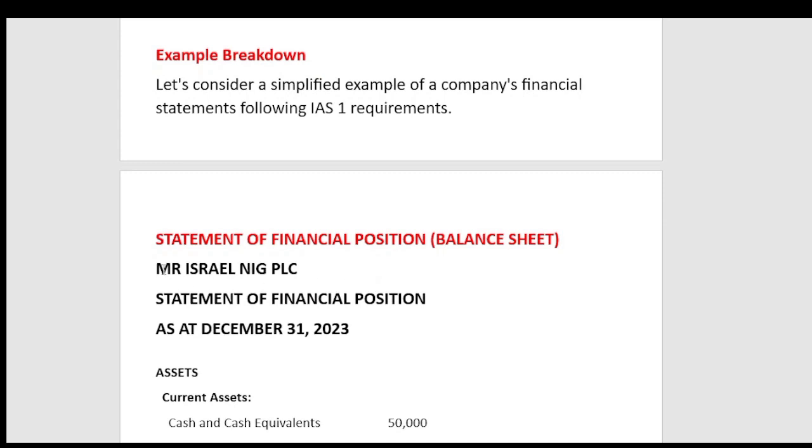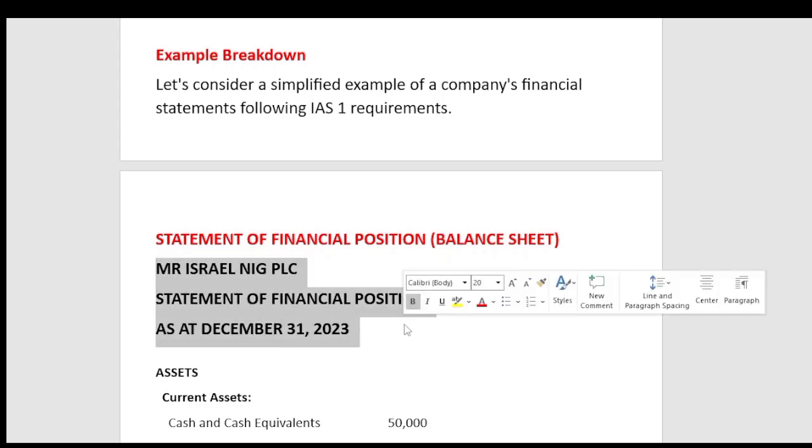Now, what is this? The reporting entity is Mr. Israel Nigeria PLC. Statement of financial position. Now, components of financial statement. Remember, components of financial statement. This one now is statement of financial position. That is what we are talking about here. The year as at 31st December 2023. So this here is key to IAS 1.